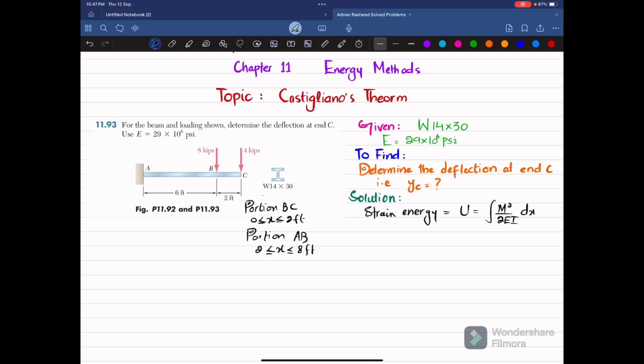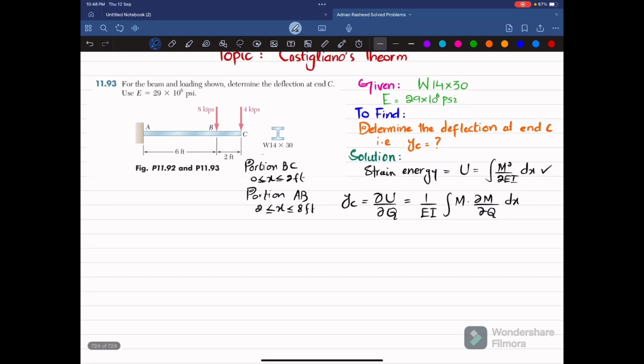Again, we know that if you take the partial derivative of total strain energy with respect to that force, let that be Q, it will give you the deflection at that point, and we are going to find it at point C. So deflection at point C will be equal to partial U over partial Q, and if you take the partial derivative of that total strain energy, you will get 1 over EI times the integral of M into partial M over partial Q into dx. So this will be the equation of deflection for the strain energy. Here you can see we will use this equation. For that we will need the bending moment for portion BC as well as for portion AB.